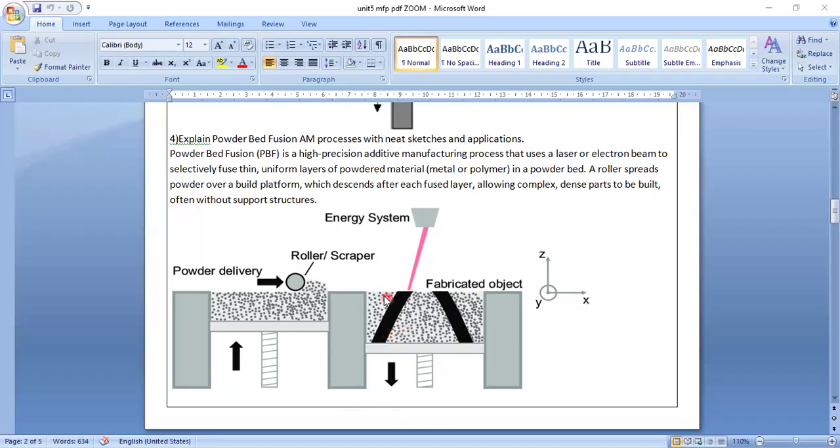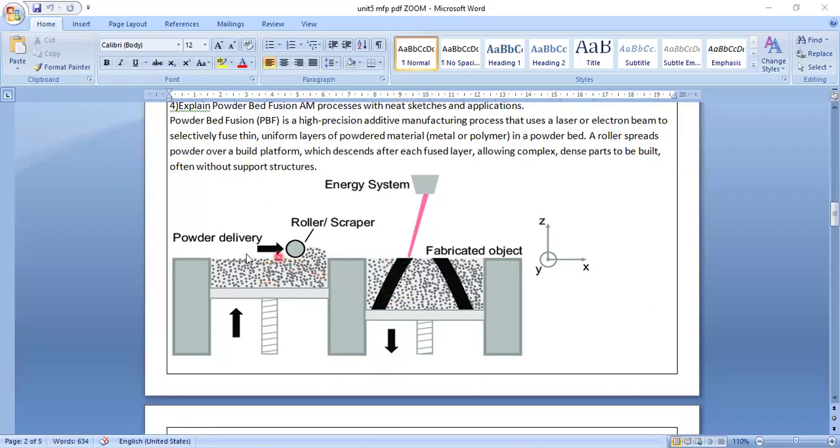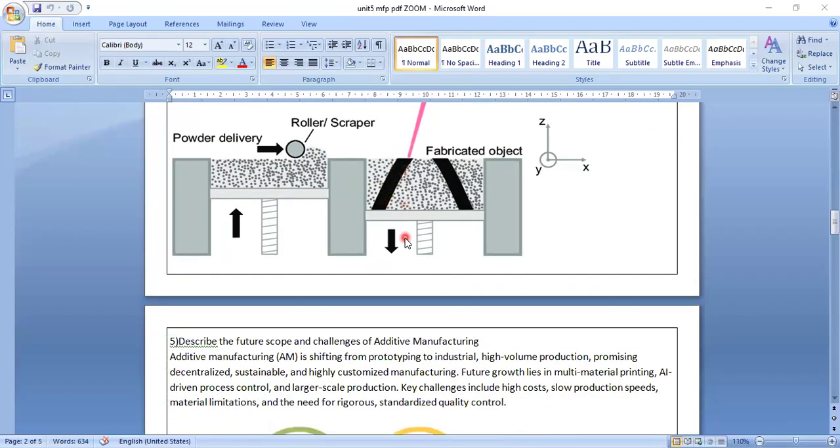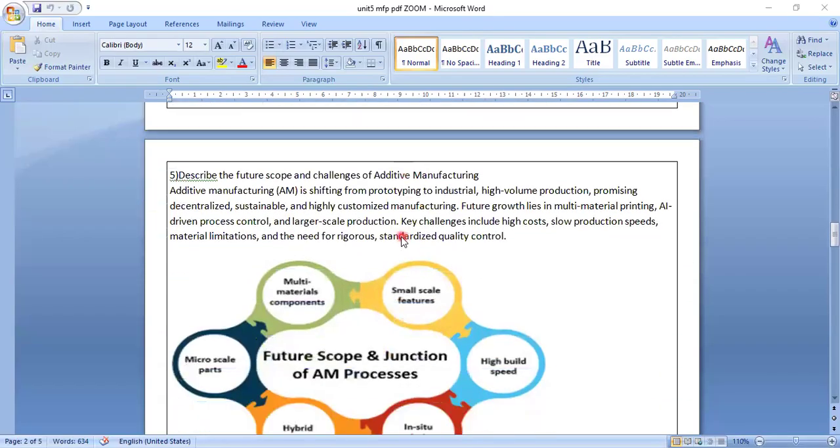This is powder bed fusion. The powder is first rolled, then in the second phase the photons and electrons are arranged over it. So this is the explanation of that.